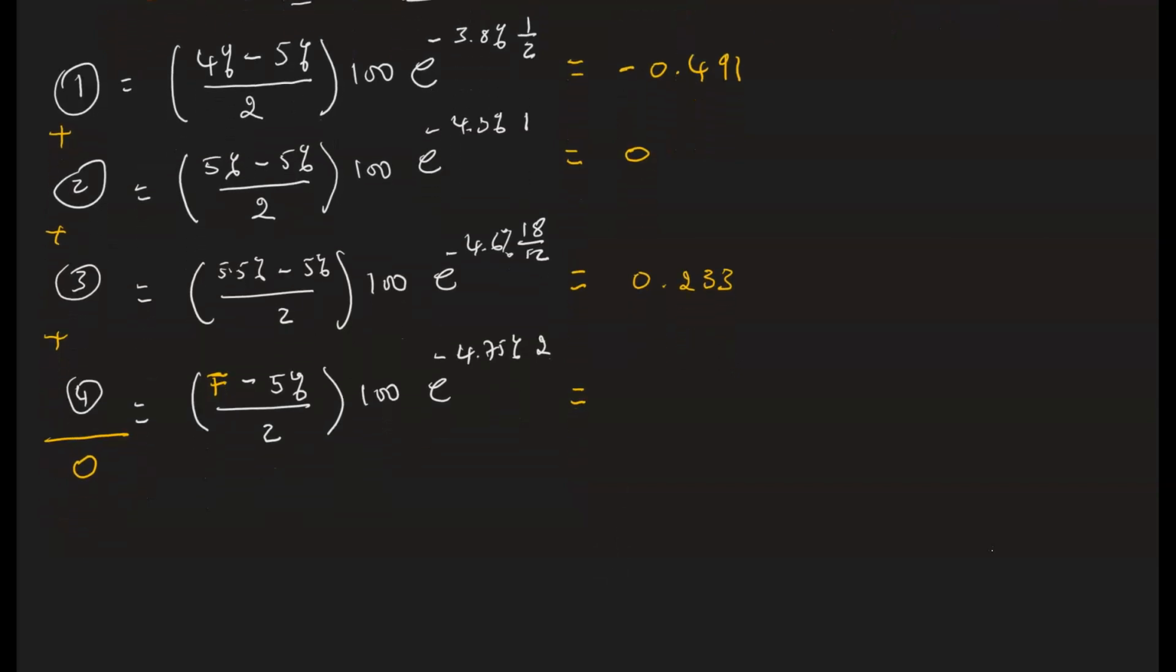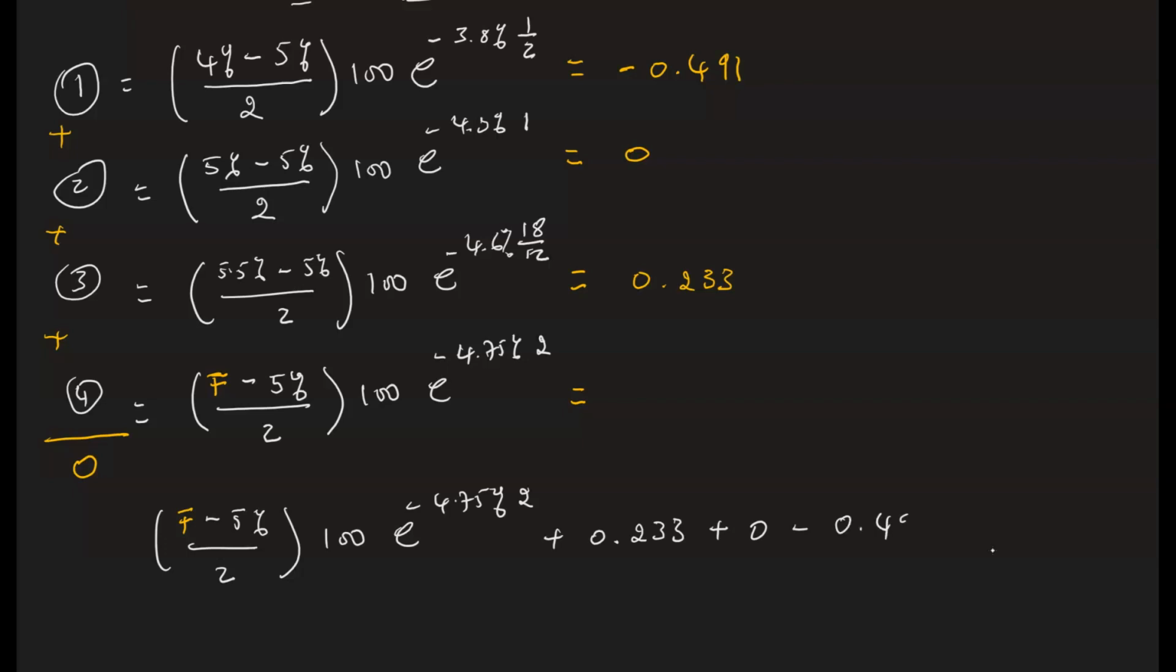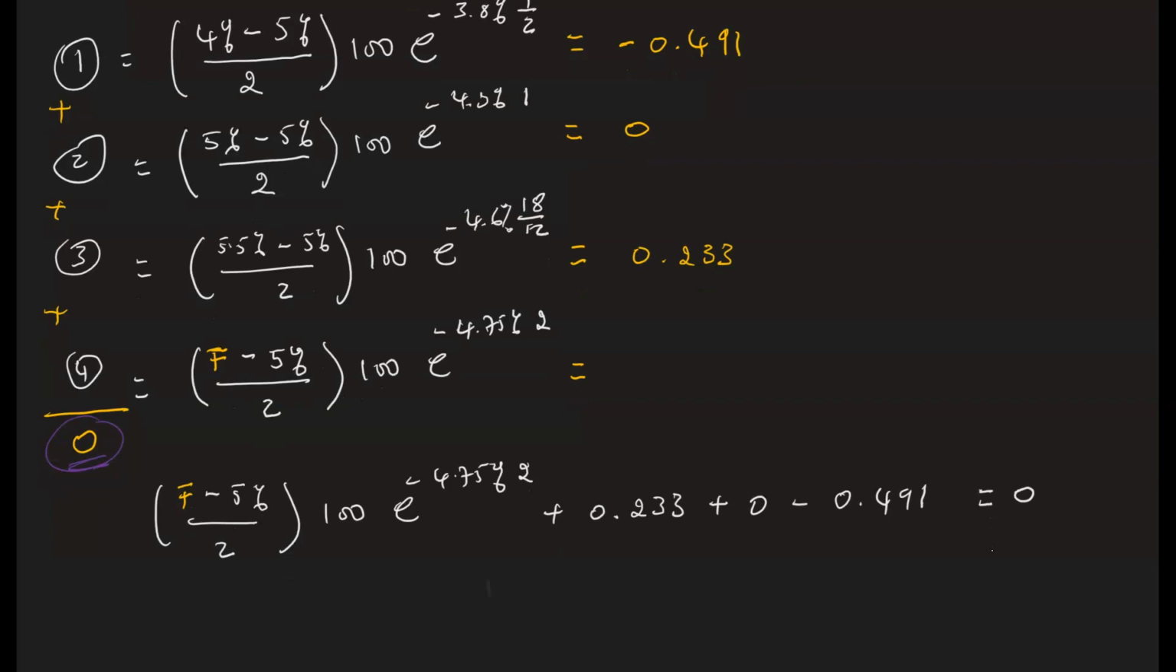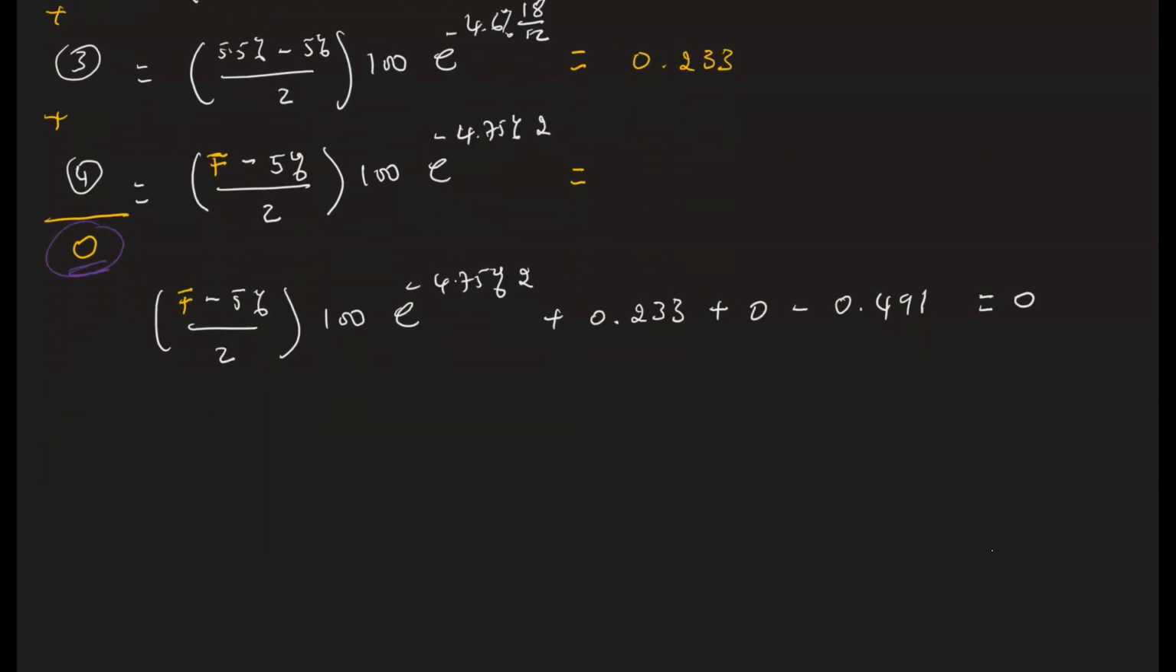And what I'm going to say is that my forward rate, which is what I'm after, minus 5% divided by 2 multiplied by the notional of 100, present value at 4.75% for 2 years, plus 0.233 plus 0 minus, because it's a minus sign there, 0.491, all that is going to be equal to 0 because the value of my contract here is equal to 0. And of course all I'm doing is solving for my forward rate there.